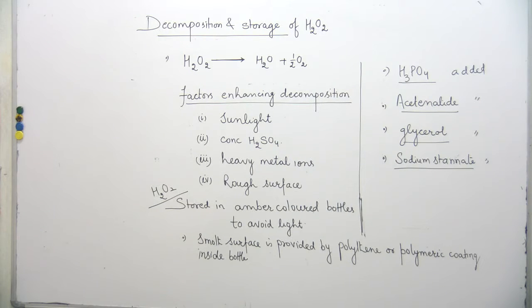This is all about storage and physical properties, and we are finished with it. Now we move on to the chemical properties of hydrogen peroxide. The first chemical property we must start with is the acidic character of H2O2. We'll start with the acidic nature of hydrogen peroxide.